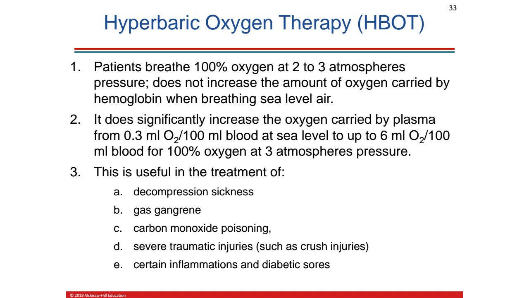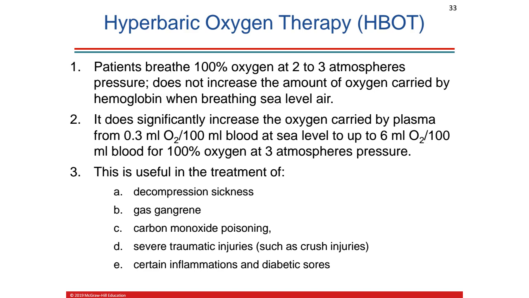In these chambers, the patients breathe 100% oxygen at 2 to 3 atmospheres of pressure. This does not increase the amount of oxygen carried by hemoglobin when compared to when breathing at sea level. Recall that when breathing at sea level, which is at 760 millimeters of mercury and 21% oxygen, the hemoglobin in arterial blood is already pretty well saturated. It's about 97% saturated.